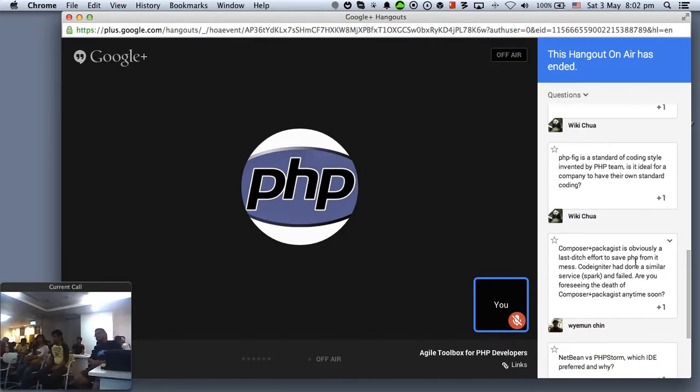Right, he also asked a question about PHP FIG. PHP FIG, the Framework Interop Group, recommended a number of coding standards, even coding style, how you should write code and two spaces and all that stuff. He's asking whether it's ideal for a company to invent your own coding standard. So the coding standard recommended by FIG, I think it should be PSR1 or PSR2.